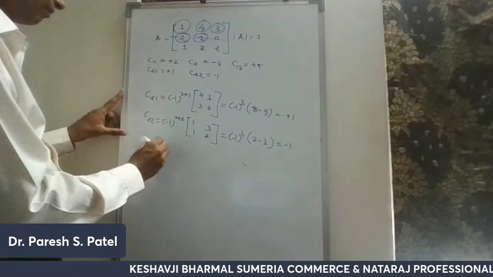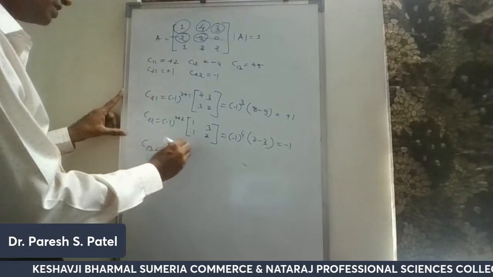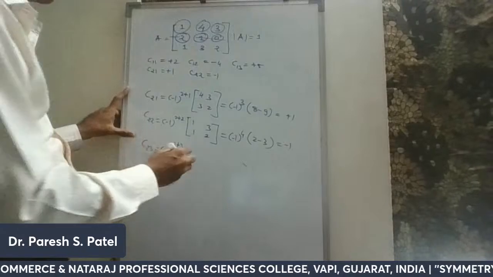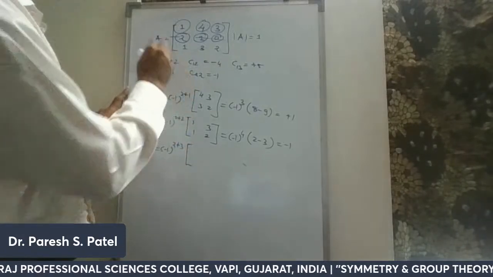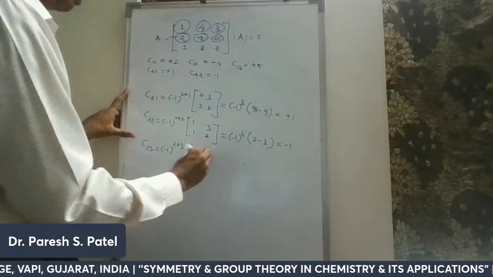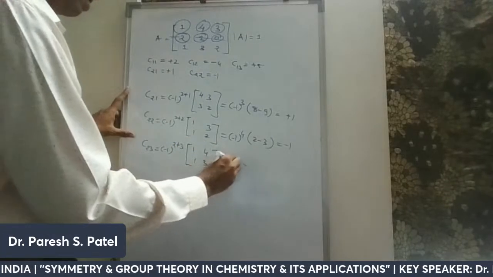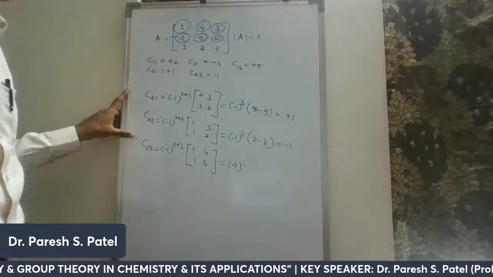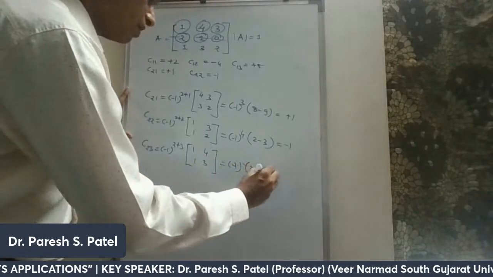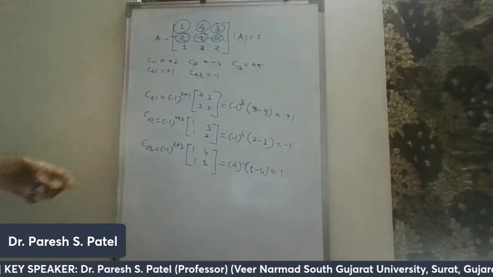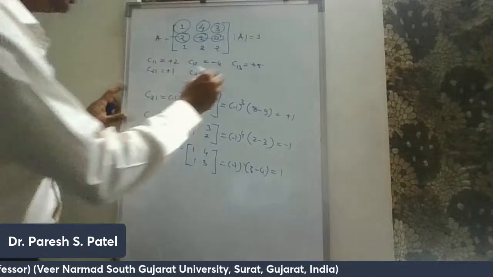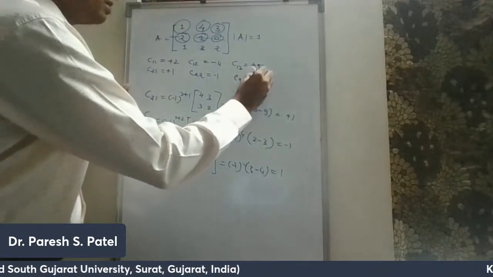C23 is equal to minus 1 raised to 2 plus 3. This is the second row and third column. So the remainings are 1, 4, 1, 3, which is equal to minus 1 raised to 5, meaning minus 1, times (3 minus 4). So plus plus, minus minus, is equal to plus 1. So the value for C23 is equal to plus 1.